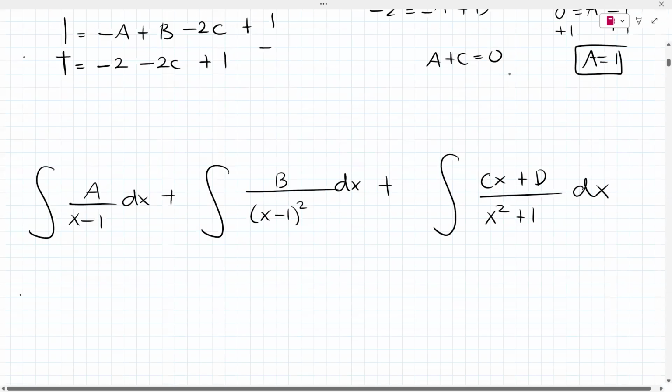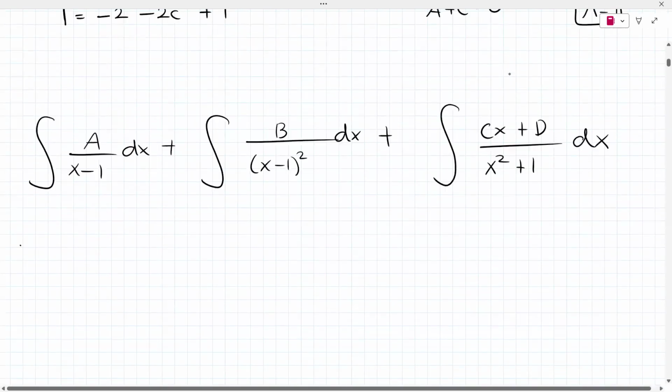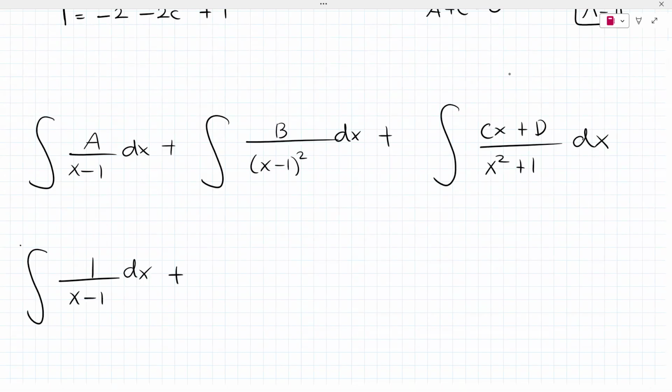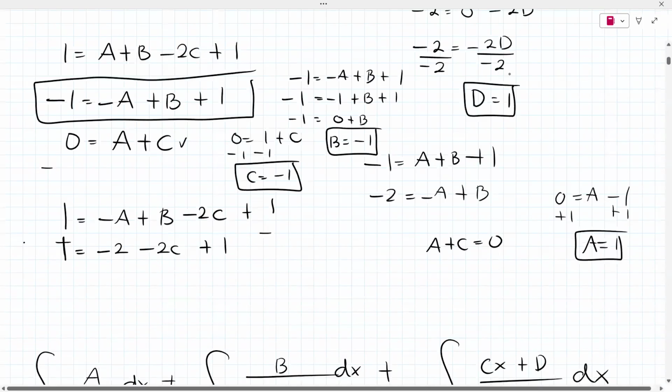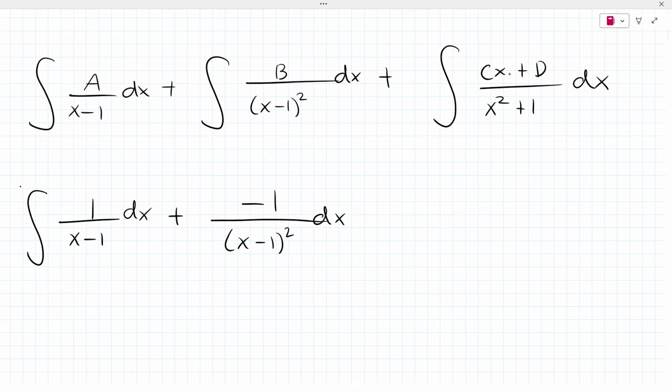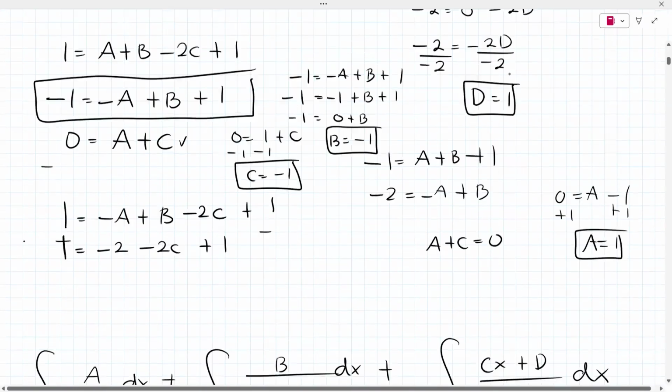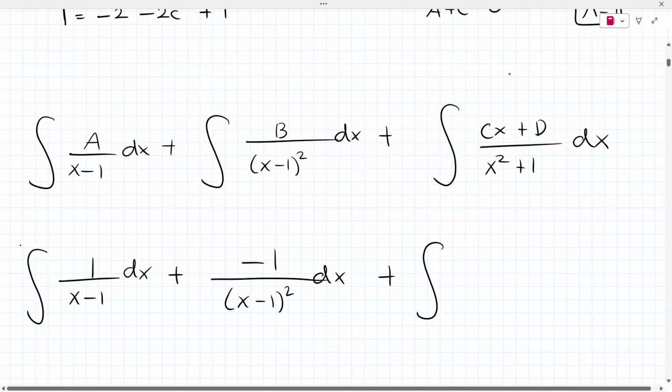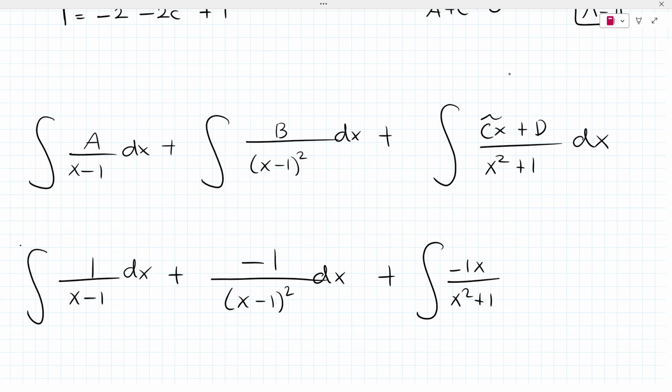Okay, if a was 1, it's going to be 1 over x minus 1 dx plus b, which we said was -1, so it's going to be -1 over x minus 1 squared dx. And then what was our c? -1. So it's -1 x over x squared plus 1. Let's just break it into two parts because there's a cx and d.